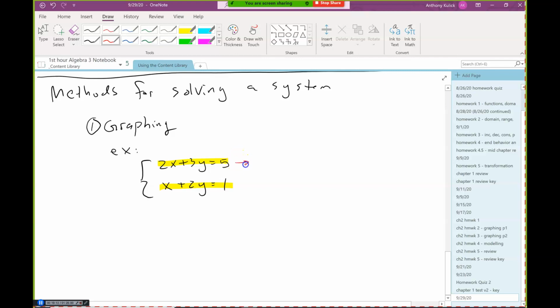So for the first one, we'll subtract 2x from both sides. And then we'll divide both sides by 3. Now remember, when we're dividing by 3, we have to divide both parts of the right-hand side by 3. So we're going to get y equals negative 2/3 x plus 5/3.